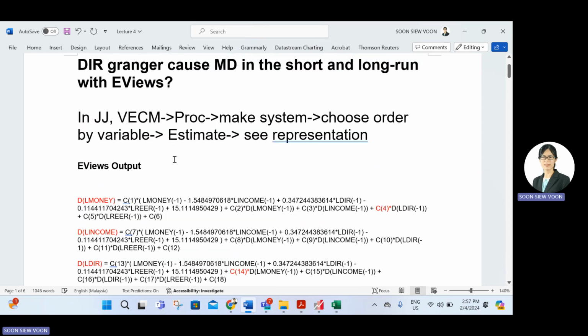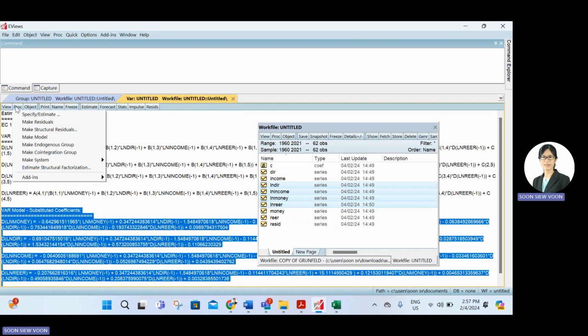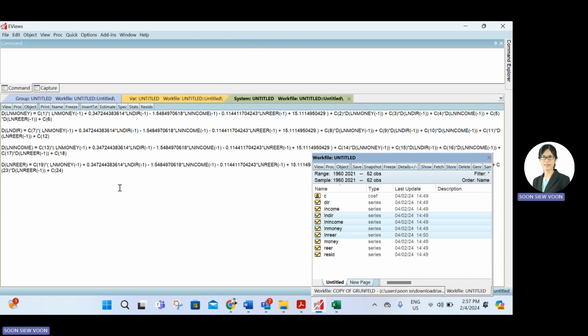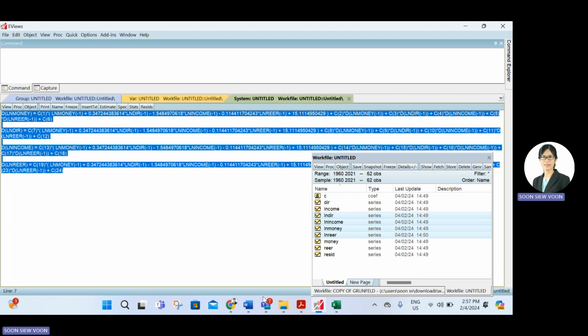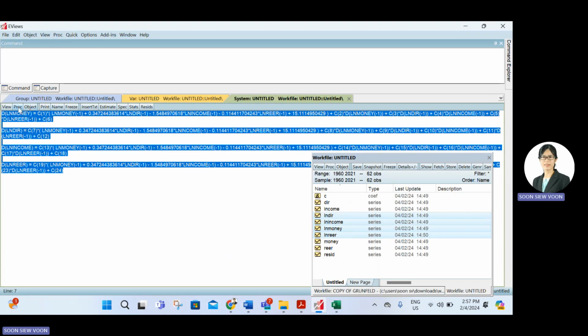Actually, I need to go to the Proc, Make System, order by variable. Yeah, this is the representation for your VAR. This is the equation I'm looking for. So I have to follow the steps: choose the order by variable, and estimate, then see the representation.